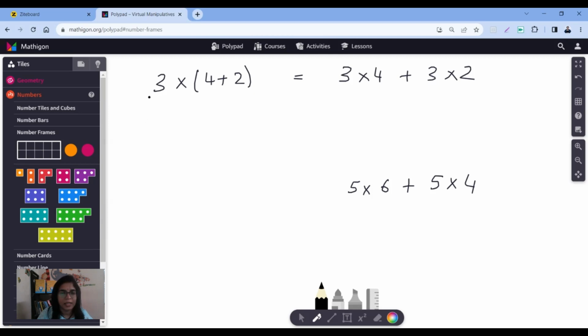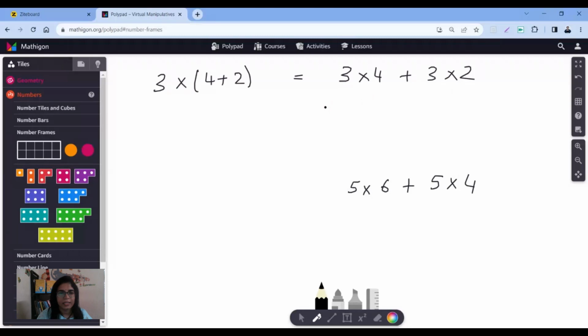There is a 3 times (4 plus 2). Now, 4 plus 2 is put in a bracket. That means first they're going to do 4 plus 2, and then they would multiply with 3. That's the meaning. Okay, that's the reason of putting it in the bracket. And math tells us that that is same as doing 3 times 4 plus 3 times 2. Like, okay, how do we understand this?